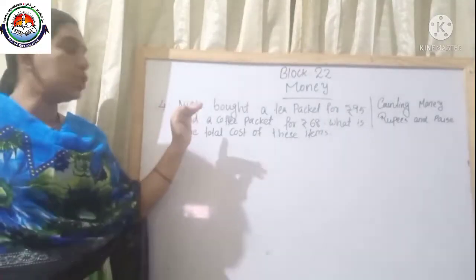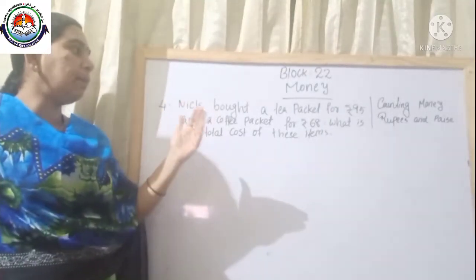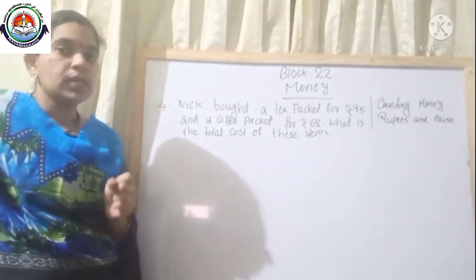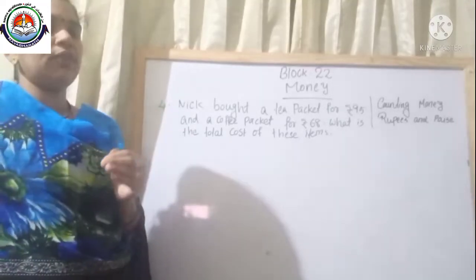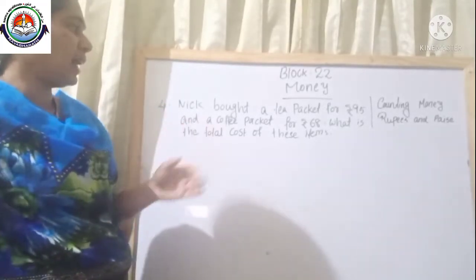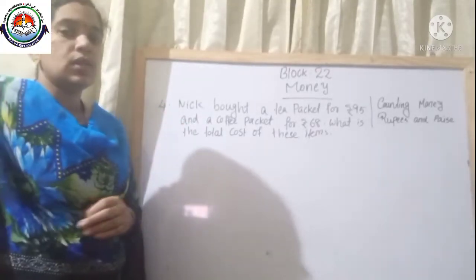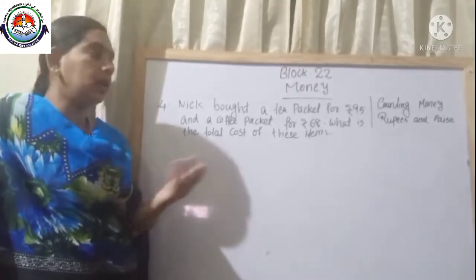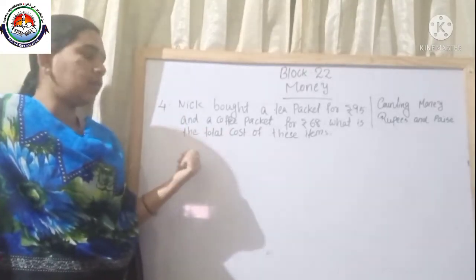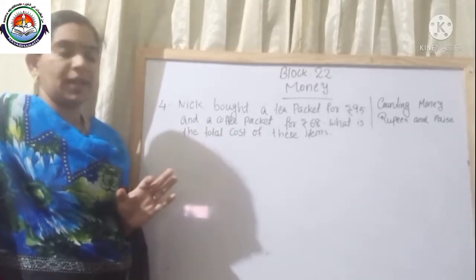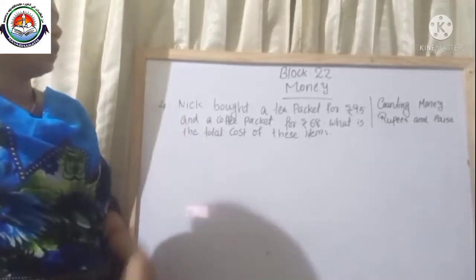Okay. Fourth question. Nick bought a tea packet for rupees 95 and a coffee packet for rupees 68. So two items he bought: one is a tea packet and another one is a coffee packet. What is the total cost of these items?